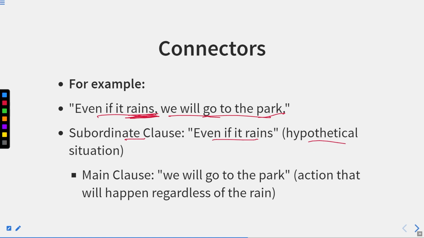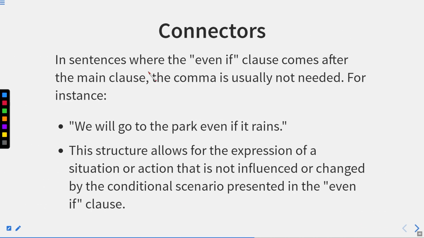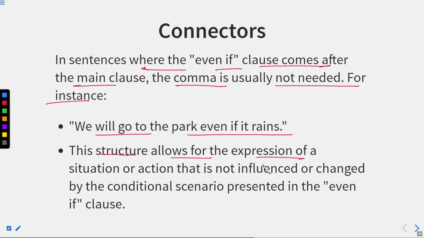Subordinate clause, even if it rains. Hypothetical situation, this is only a conditional sentence. Main clause, will go to the park, an action that will happen regardless of the rain. In sentences where the even if clause comes after the main clause, the comma is usually not needed. For instance, we will go to the park even if it rains. So here we need not put a comma. This structure allows for expression of a situation or action that is not influenced or changed by the conditional scenario present in the even if clause.